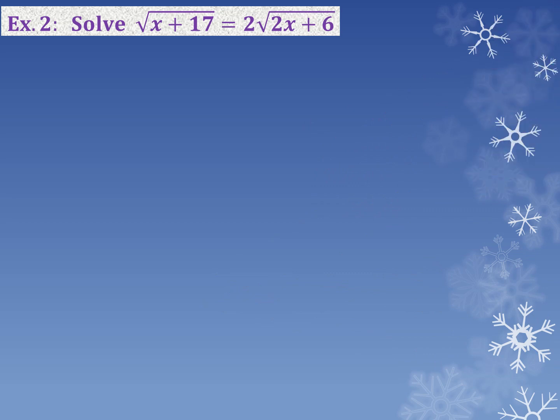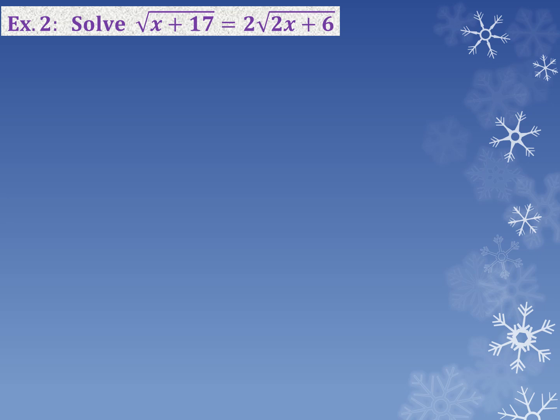All right, let's look at this one. It's a little bit of a challenge. It looks different from the other one. So example 2, they want us to solve the square root of x plus 17 equals 2 times the square root of 2x plus 6. Now this one's a little bit different from our previous example because in our previous example we only had one radical. Now we have 2 radicals. And so you want to make sure that you only have one radical per side.